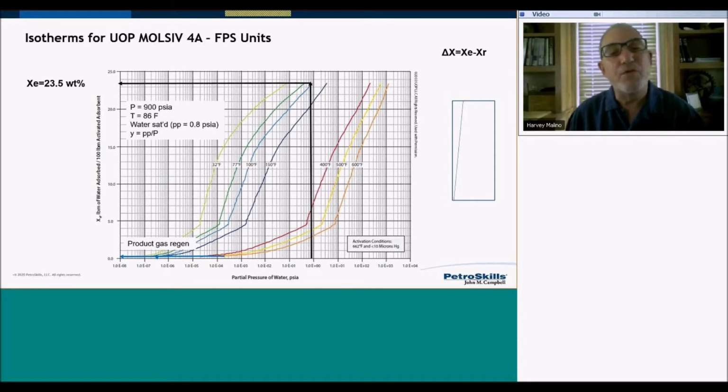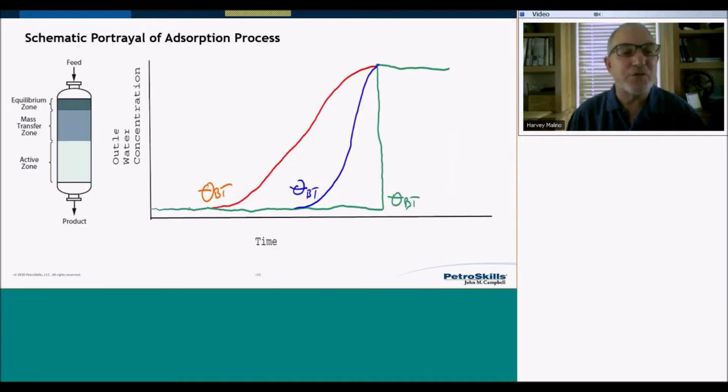We just reviewed the equilibrium section. Let's take a look at the mass transfer section. Here we have a bed that shows the equilibrium zone, the mass transfer zone, and the active zone. And I have a plot of the outlet water concentration on the outlet of the vessel versus time. And we show 3 breakthrough curves. Theta BT is the water breakthrough on 3 different situations. Let's look at the time at this point in time, and we'll take a look at the green curve.